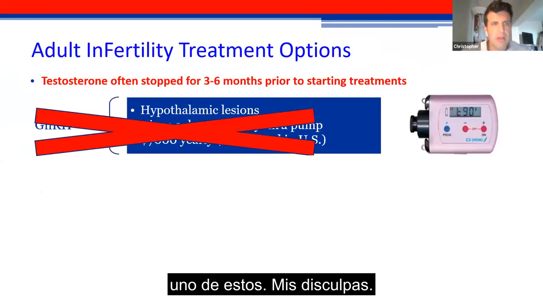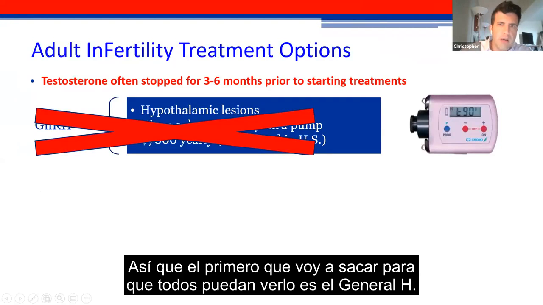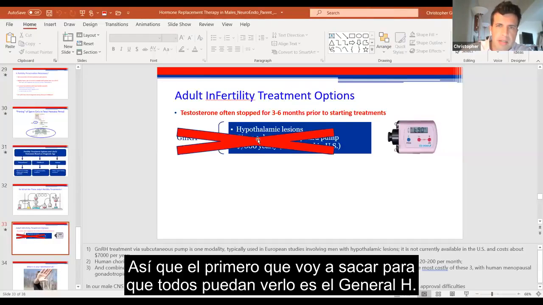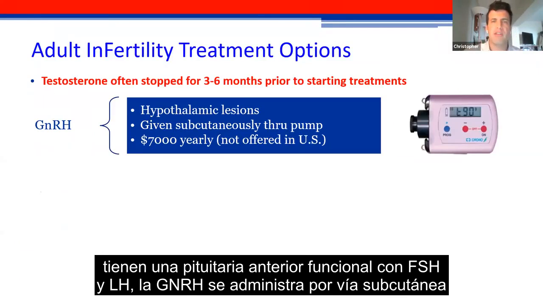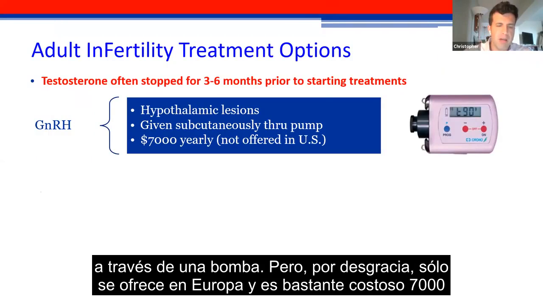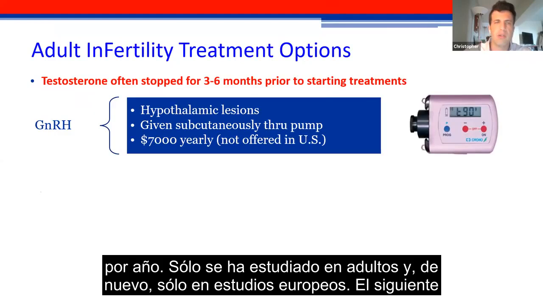My apologies here. So the first one that I'm just gonna X out so you all can see it is GnRH, gonadotropin releasing hormone. It's used in individuals who have no hypothalamus, but they have a functional anterior pituitary with FSH and LH. GnRH is given subcutaneously through a pump, but unfortunately it's only offered in Europe and it's quite costly, $7,000 per year. It's only been studied in adults and again, just European studies.